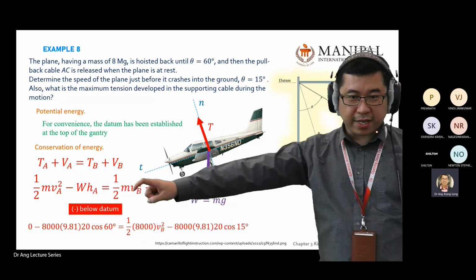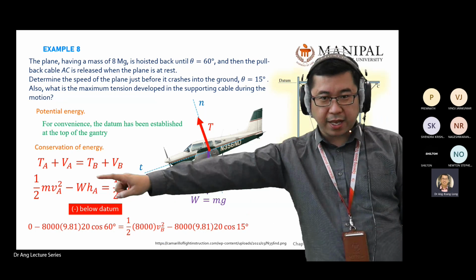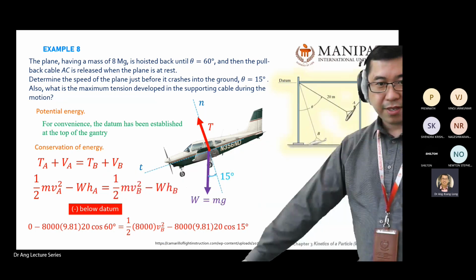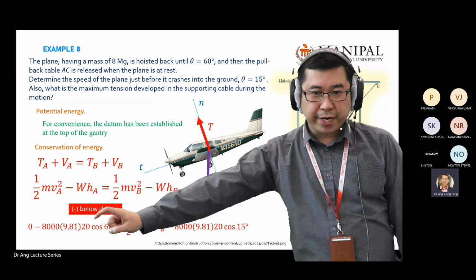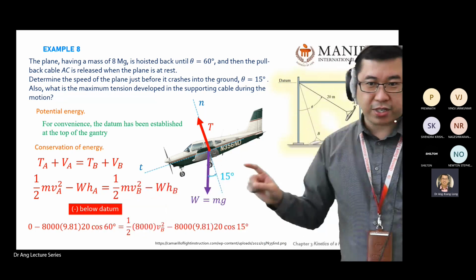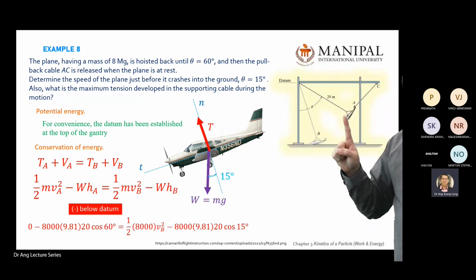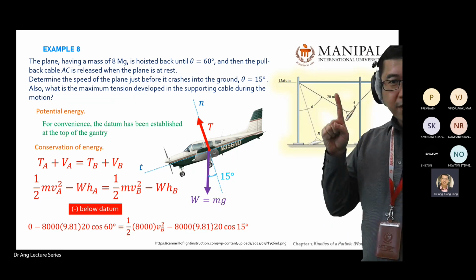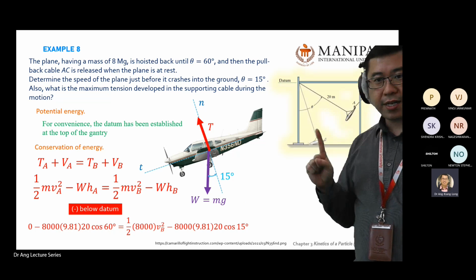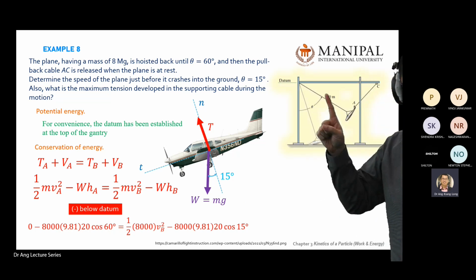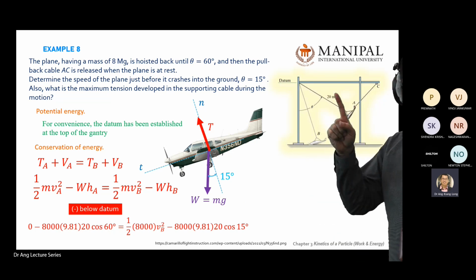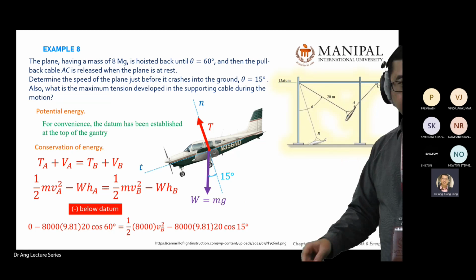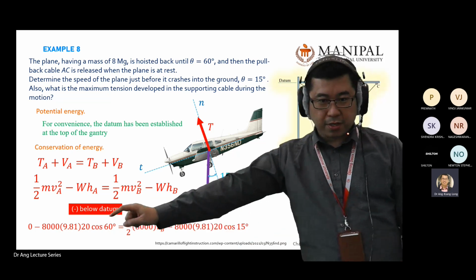Okay, so this is the error of mistakes in tests and exams. mgh, I showed you already. h is here. So how to find it? Use trigonometry, the cosine relationship, adjacent and hypotenuse, right? You get 20 cos.